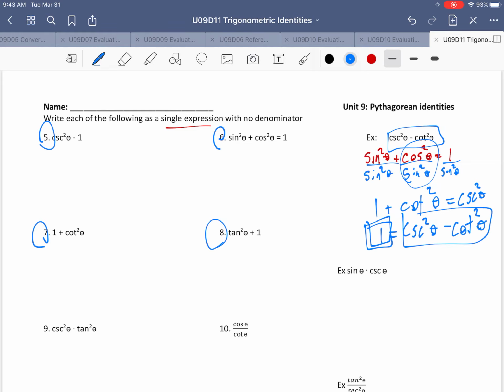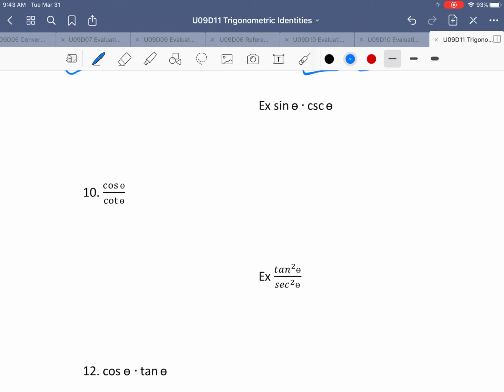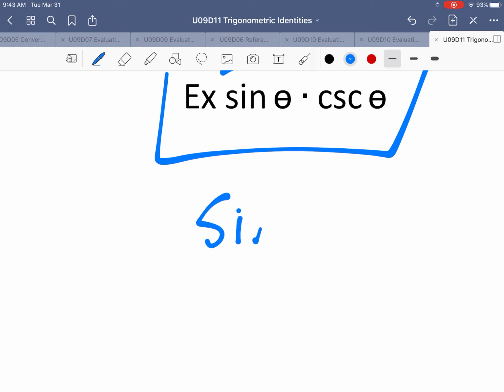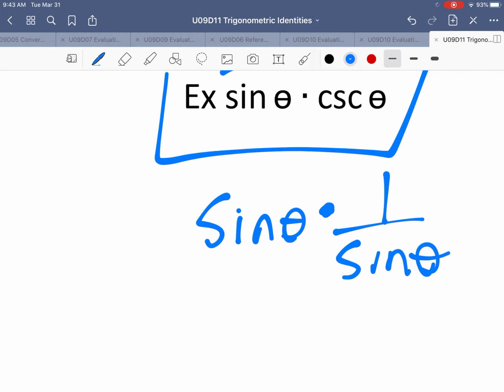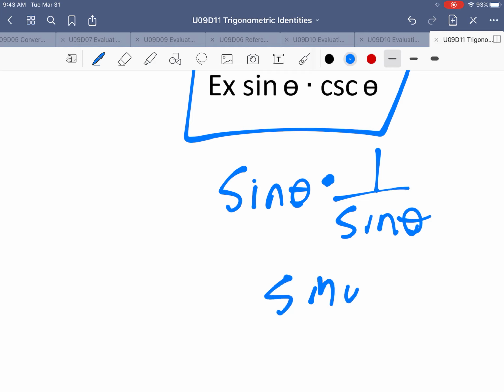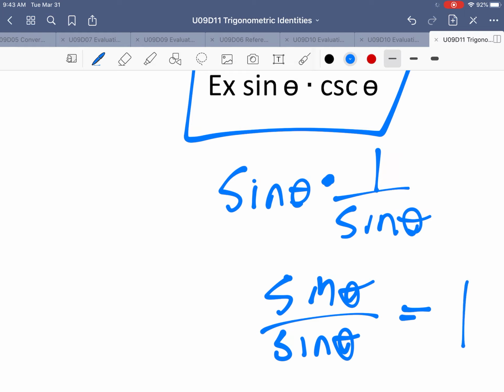So that's using the Pythagorean identity, but next are reciprocal identities. You can also simplify these. So if I was given sine theta times cosecant theta, I can rewrite that as a single trig expression. So I'm going to write sine theta, and I'm going to replace cosecant with its reciprocal, so that's 1 over sine theta, and that's going to equal sine theta over sine theta, which is equal to 1.